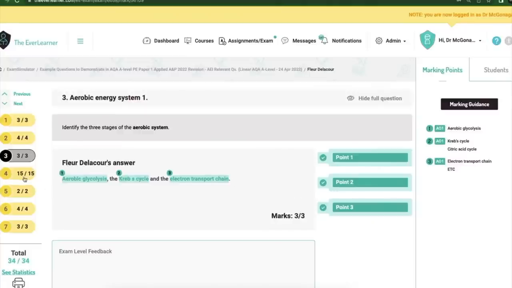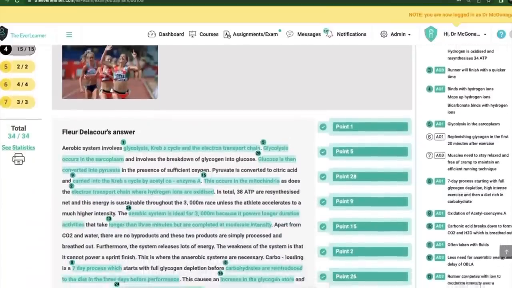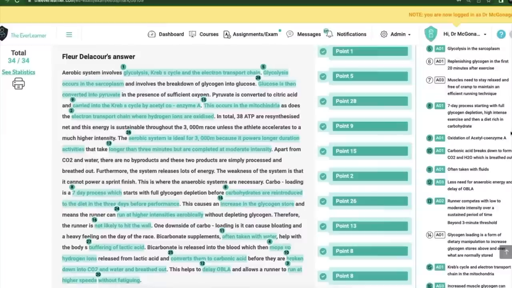It's got three marks. Now, we're actually going to come back to this 15 marker in a few minutes' time, because we're going to talk about bicarbonate supplementation later on. But notice here that we're asked to analyze the role of the aerobic system throughout a 3,000-meter race. So it's synoptic because it's linking off to the bicarbonate supplement from exercise physiology. But I want us to make sure that we've got a decent understanding of this aerobic system. I hope you've got the model answer and the marks in front of you here.